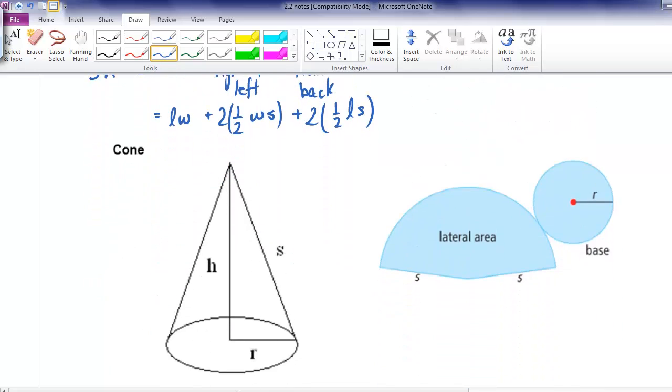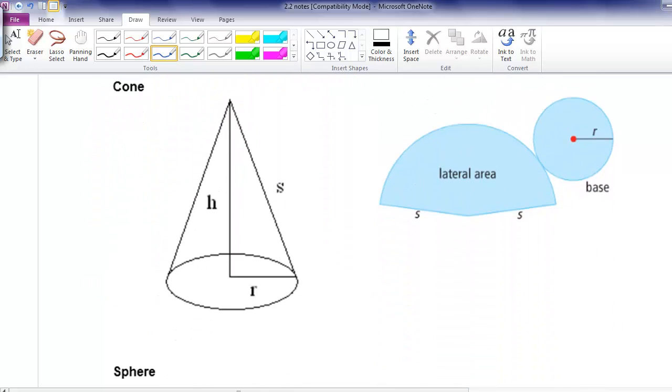Okay, a cone. Again, we've all seen cones. And again, notice that cones have a height, just like how tall is the cone. But what they also have is the slant height. So this is the height of the cone, and this is the slant height of the lateral area.